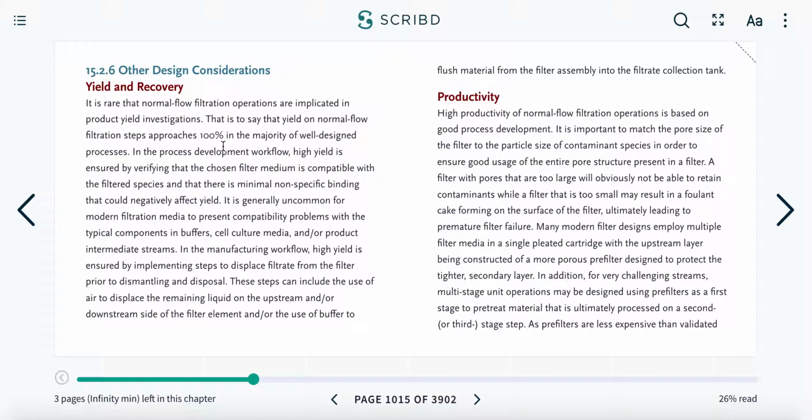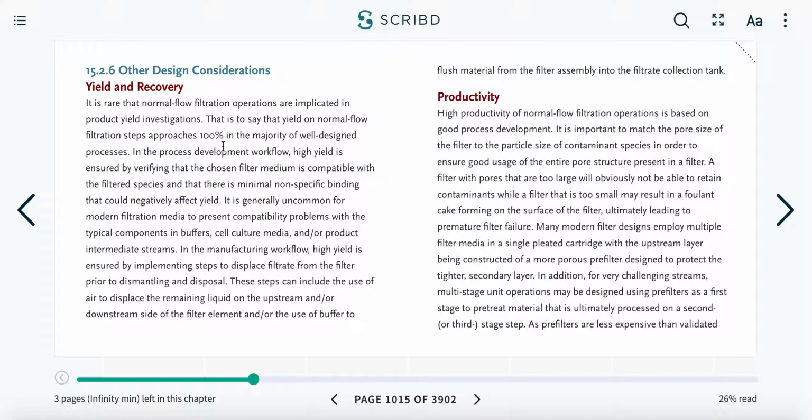It is generally uncommon for modern filtration media to present compatibility problems with a typical component in buffer, cell culture media, and/or product intermediate stream. In a manufacturing workflow, high yield is ensured by implementing steps to displace filtrate from the filter prior to dismantling and disposal. These steps can include the use of air to displace the remaining liquid on the upstream and/or downstream.